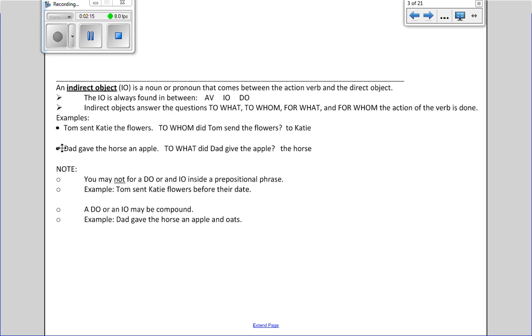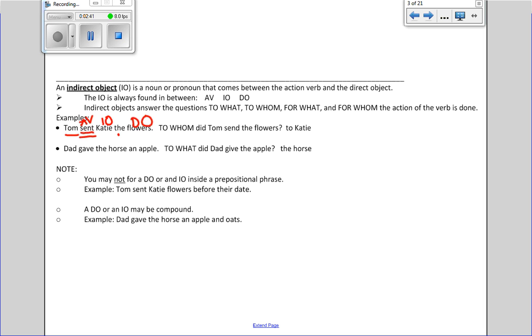So if we look down here at this example, we have Tom sent Katie the flowers. So now that we have an action verb, we can look for a direct object, which we know from before. So Tom sent what? The flowers, right? To whom? Katie. So Katie would be our indirect object.